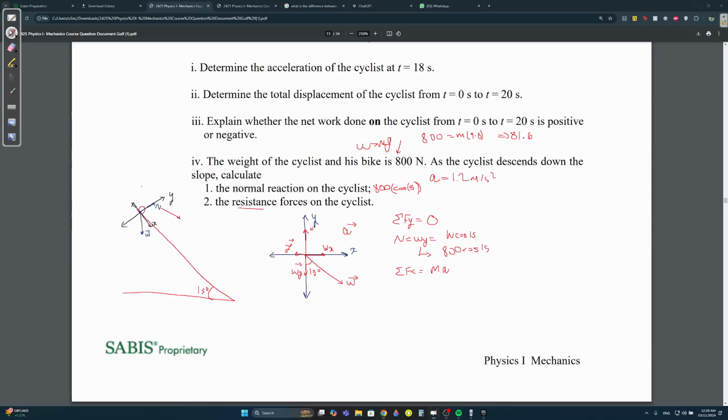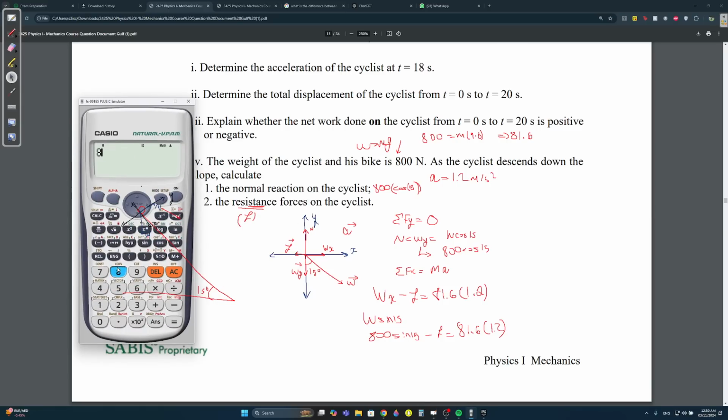The mass is 81.6. The acceleration is 1.2. What are my x forces? We're accelerating to the right, so Wx should be stronger than F. So Wx minus F is equal to the mass, 81.6, times the acceleration, which we found is 1.2. Wx is W sine 15. So 800 sine 15 minus F is equal to 81.6 times 1.2. So to find the resistance force, basically the friction, can we just find it? Of course we can. We can just solve this equation.